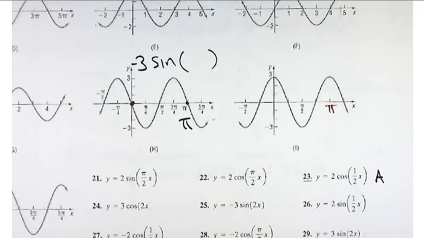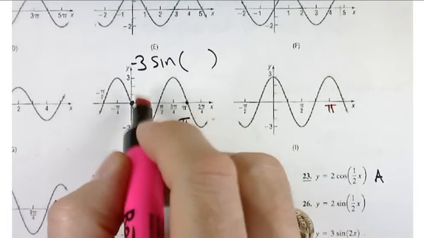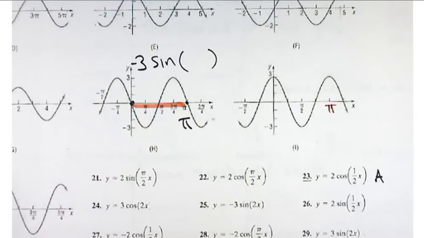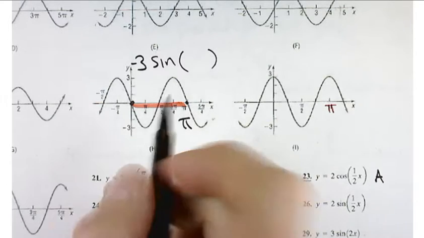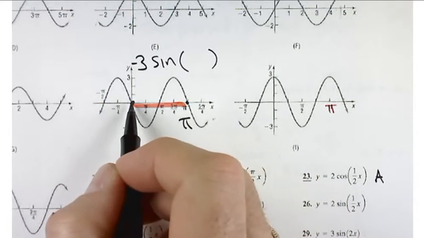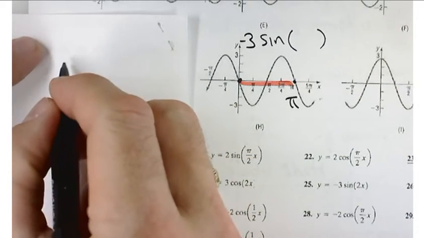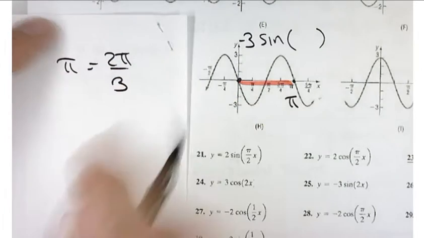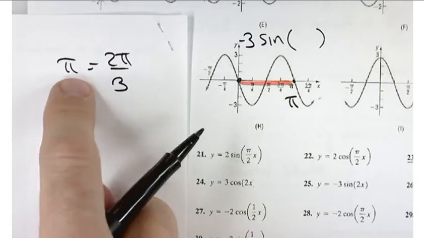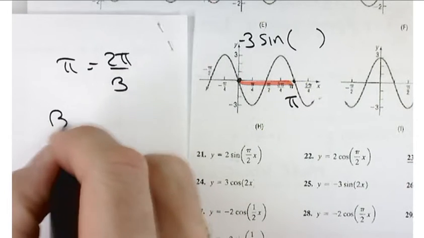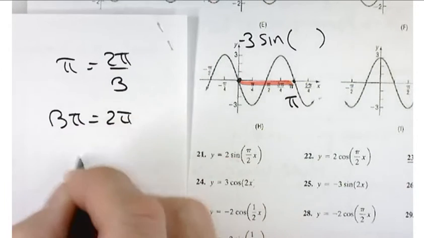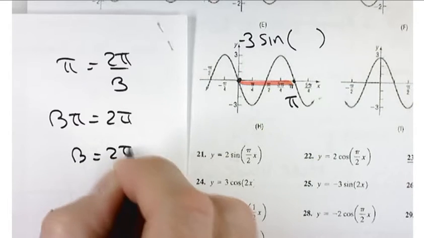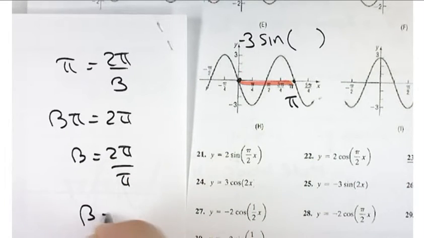Next thing we need to determine is the period. How long before the graph repeats itself? Pi. Distance from here to here is pi. So if I set it up, pi is 2 pi over b. When I solve, multiply both sides by b, divide by pi, I get b equals 2.